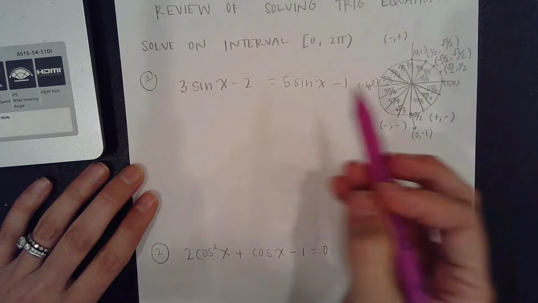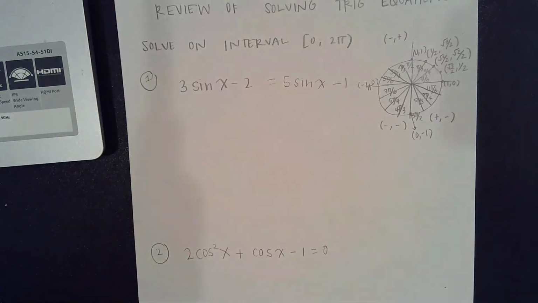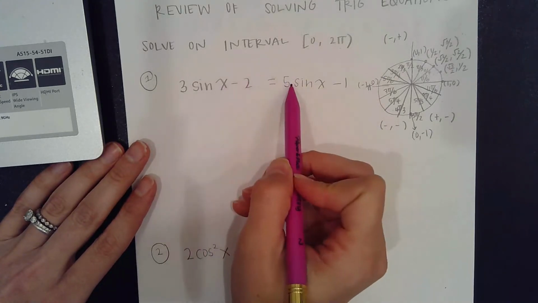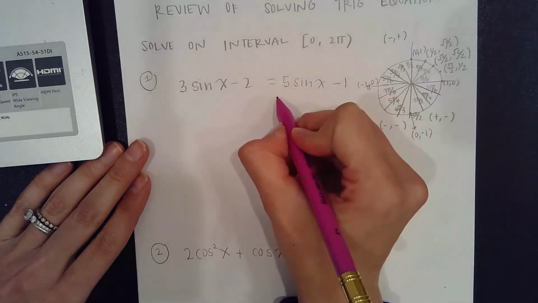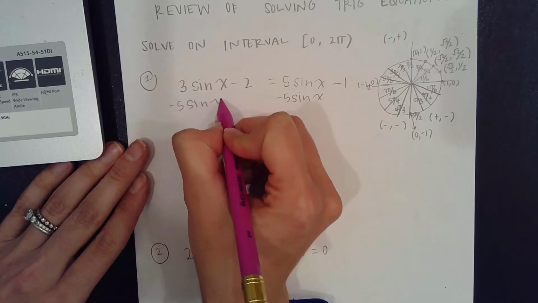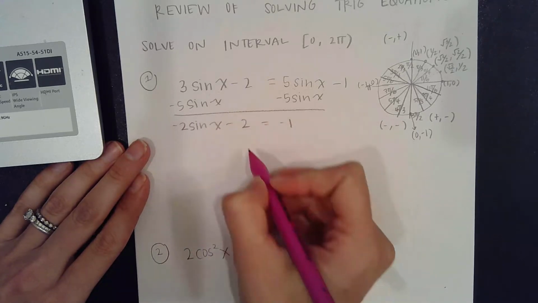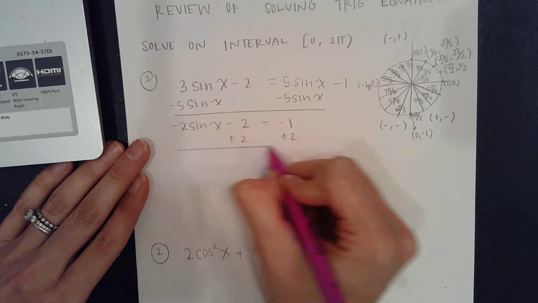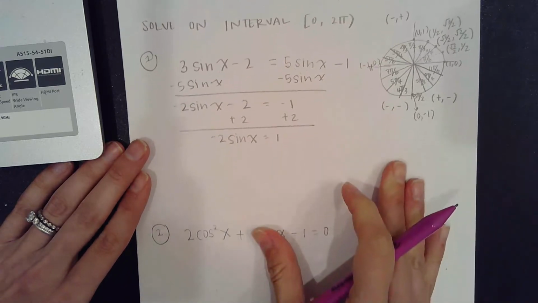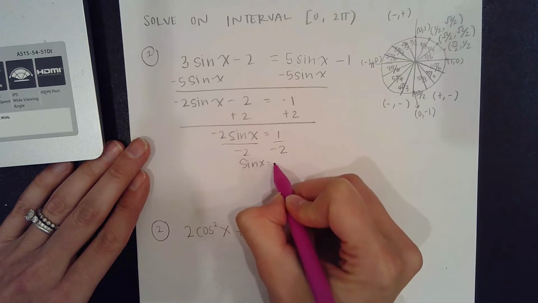So basically, you're going to have to isolate your sine function, your cosine function, your tangent function when they're just basic like this. So if I wanted to solve this trig equation, I would isolate as much as I can. So I'm going to move the 5 sine over to the other side. So I would subtract 5 sine here. So this will become negative 2 sine of x minus 2 is equal to negative 1. Here we'll add a 2. So we'll have negative 2 sine of x is equal to 1. Then I'm going to divide by negative 2. So I'm going to get sine of x is going to be equal to negative 1/2.